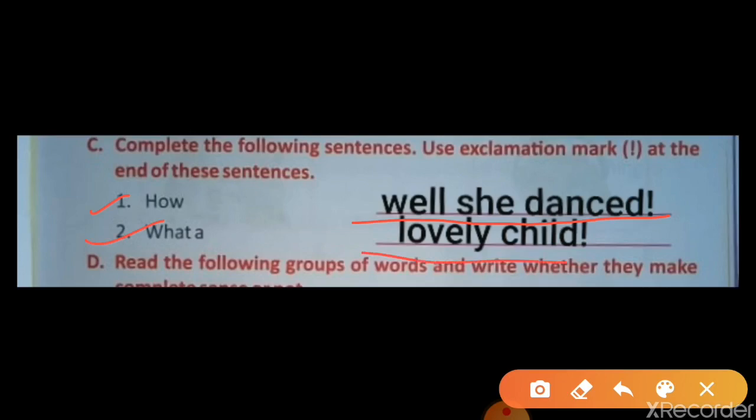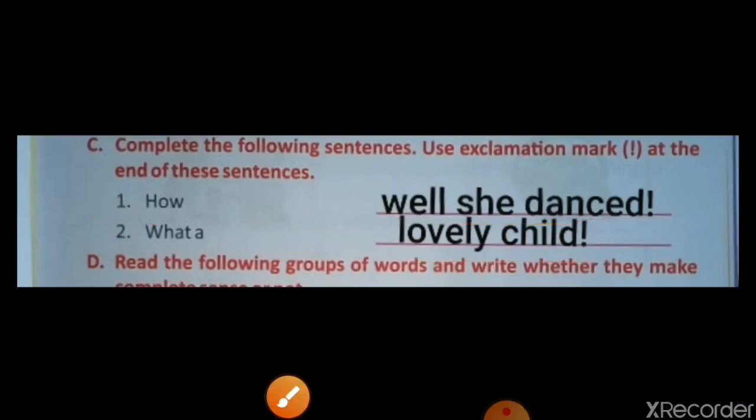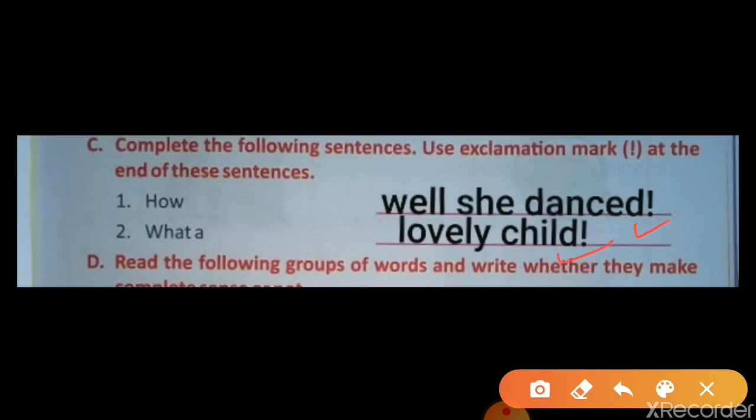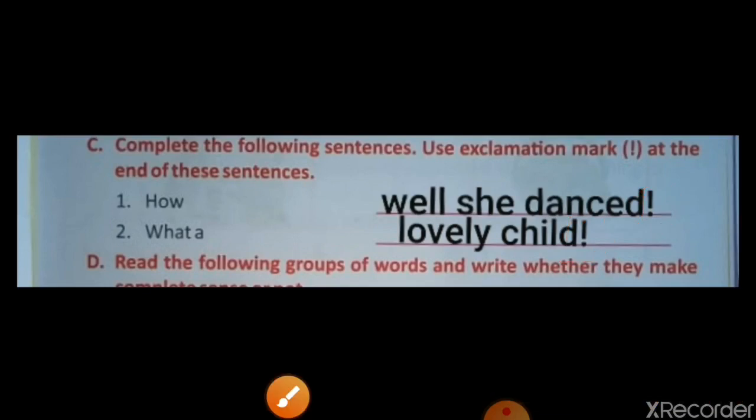What a lovely child. कितना प्यारा बच्चा है. After that I have put an exclamation mark. Here you can see the exclamation mark. So you all have to write in this way. Now come on, D exercise.